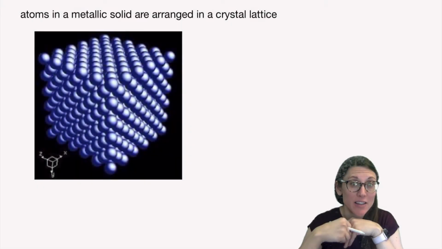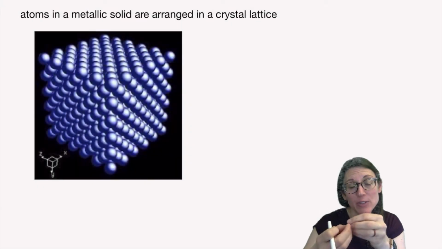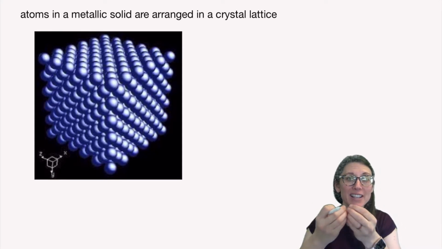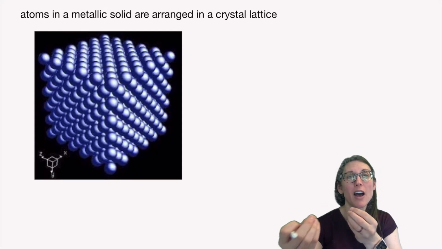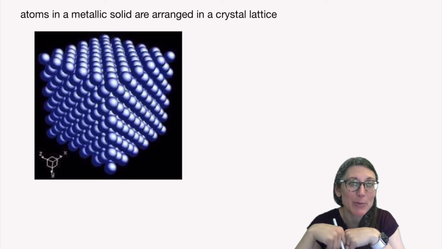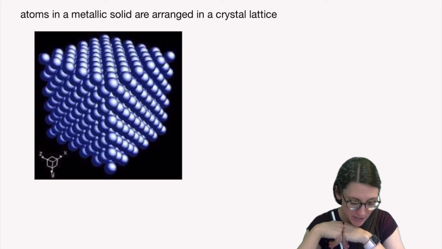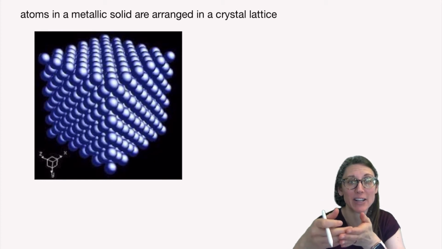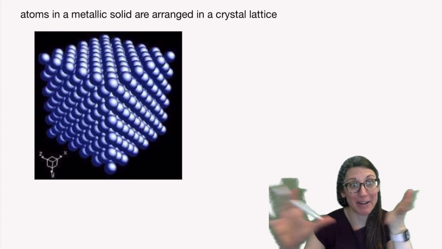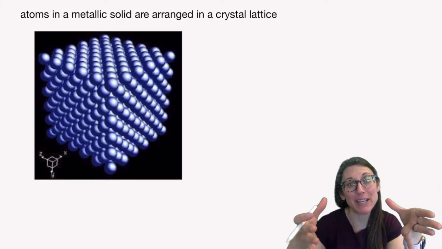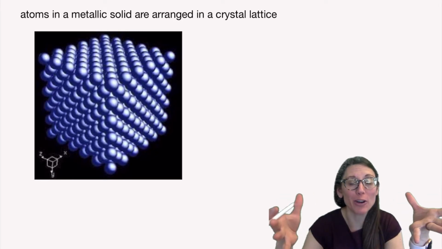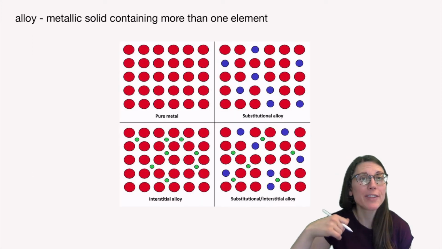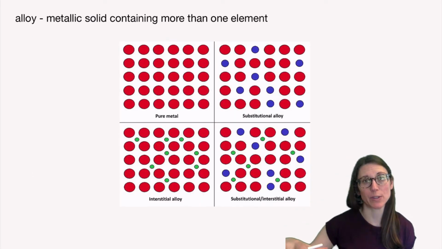In a metallic solid, your metal atoms are arranged in a crystal lattice. As a reminder, a crystal lattice is a three-dimensional arrangement of atoms where the atoms are arranged in an orderly fashion. Here is an image of a metallic crystal lattice where you can see that the atoms go in all directions, and this is just a tiny piece of what would be a much larger array of atoms. In a pure metal, all of the atoms are identical within your crystal lattice.